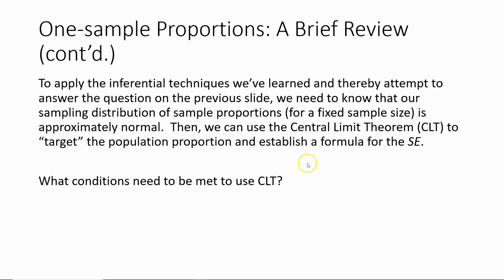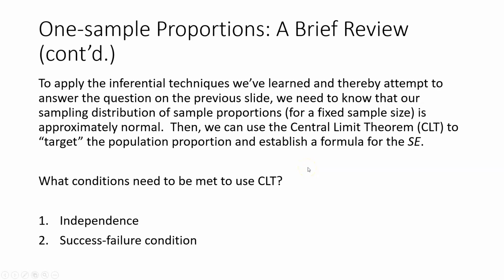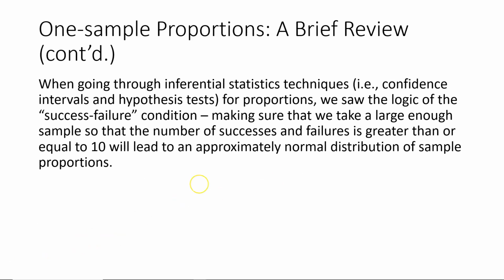We saw in chapters 5 and 6 that the conditions that needed to be met were independence and the success-failure condition. When going through inferential statistics techniques, that is, confidence intervals and a hypothesis test for proportions, we saw the logic of the success-failure condition: making sure that we take a large enough sample so that the number of successes and failures is greater than or equal to 10 will lead to an approximately normal distribution of sample proportions.